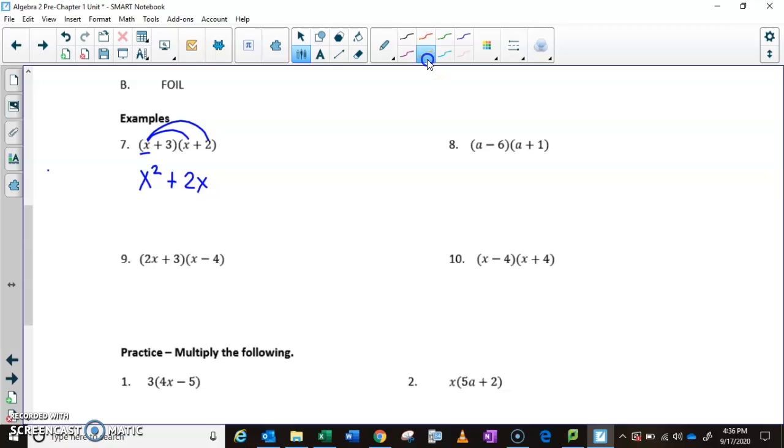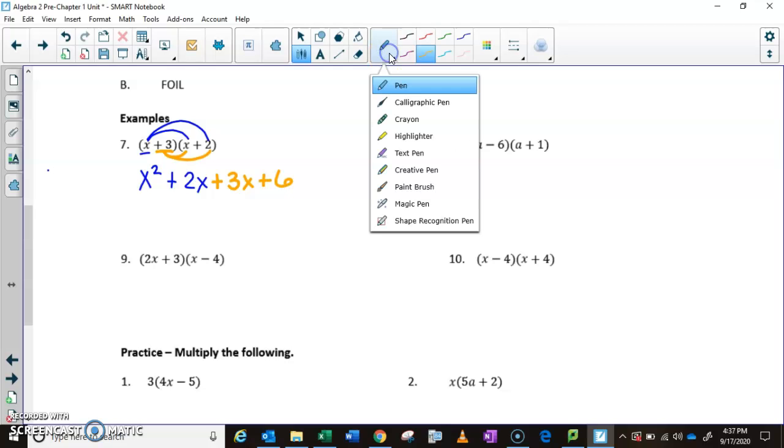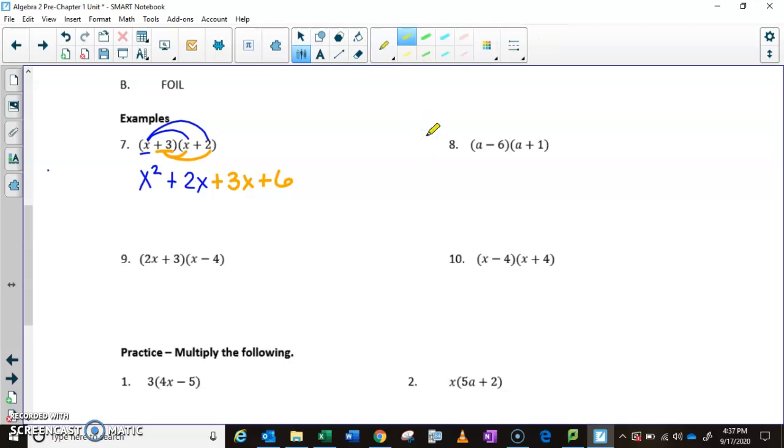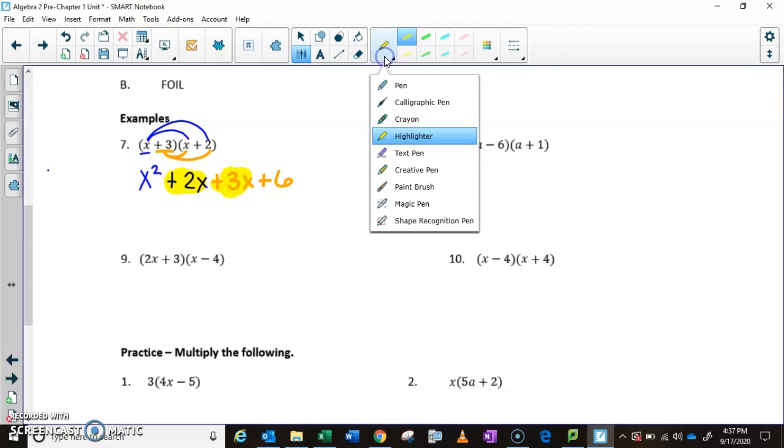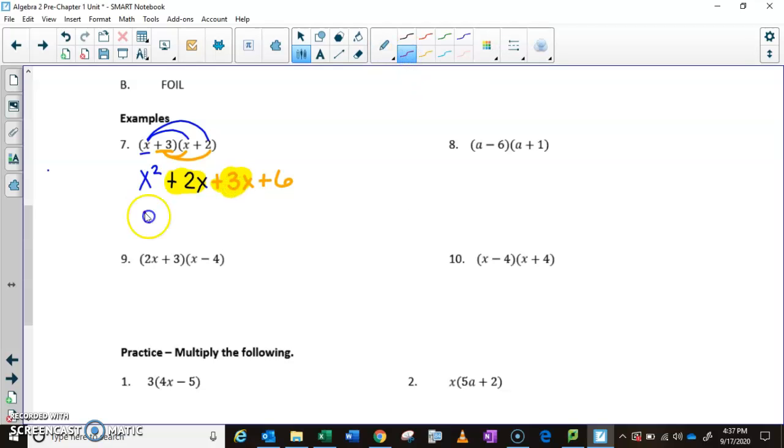Then we're going to go to the inside of the first parenthesis and start with a positive 3, and we're going to distribute that one. 3 times x is 3x, and then 3 times 2 is 6. Once we have it distributed, we should then combine like terms. So I need to look for any like terms that may exist in my problem. I see that I have a 2x and a 3x for like terms, so we're going to go ahead and combine them. So we have x squared, 2x and 3x make 5x, plus 6. So x squared plus 5x plus 6.